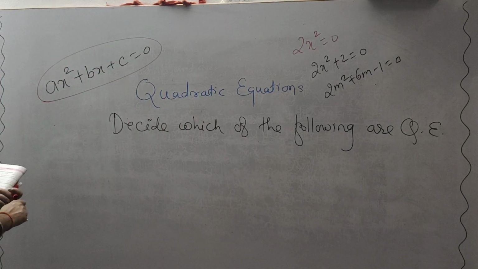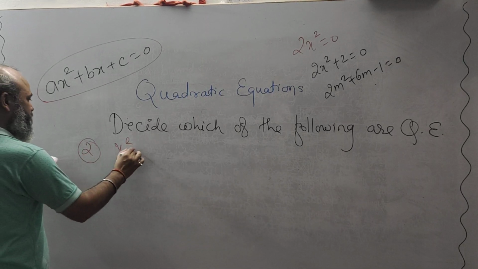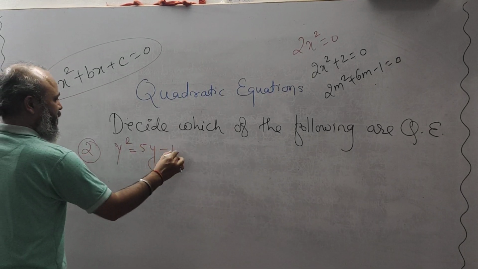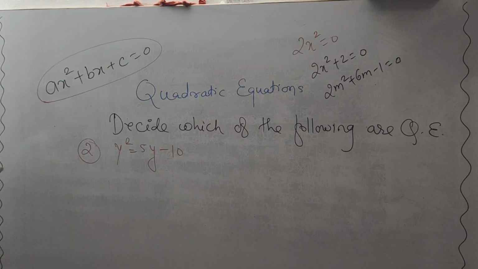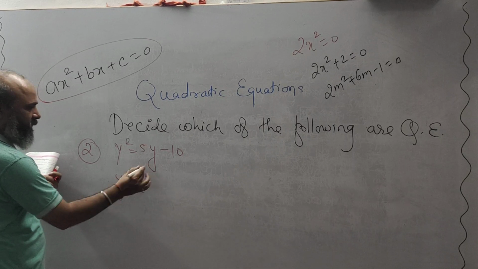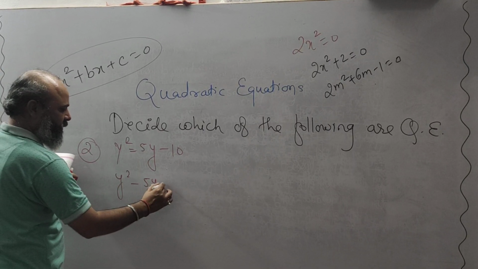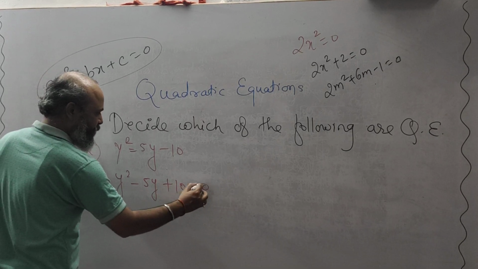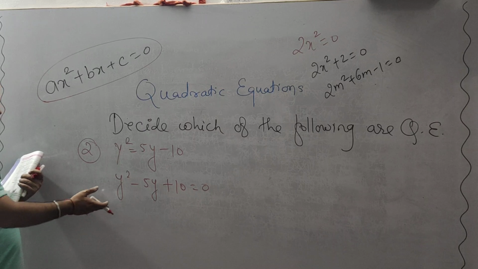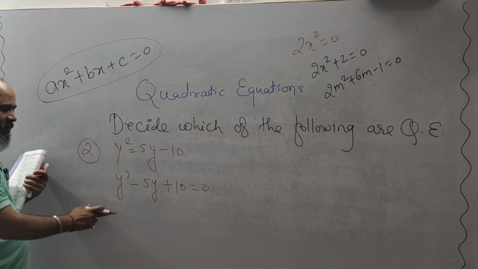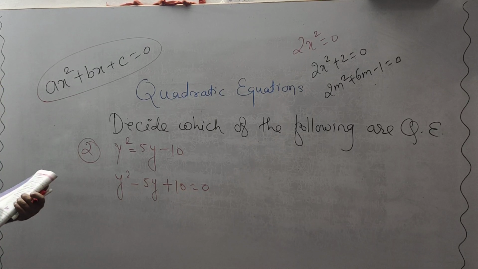Now next, the second one. Second one is y square is equal to 5y minus 10. So transfer all the terms to the left hand side. So you will get y square minus 5y, minus 10 becomes plus 10, and this is equal to 0. So again student will say that this is a quadratic equation in variable y where the highest degree of the variable is 2, therefore it is a quadratic equation.